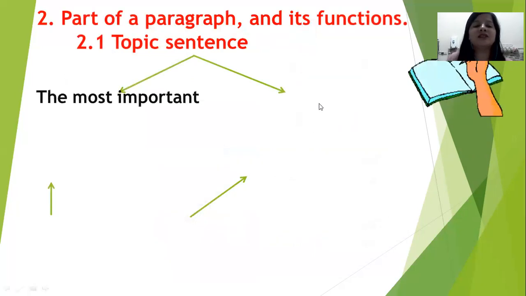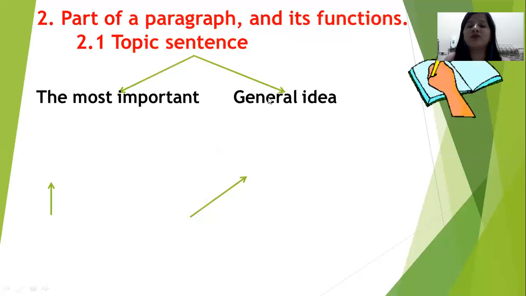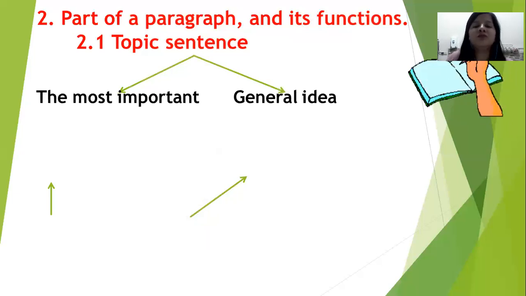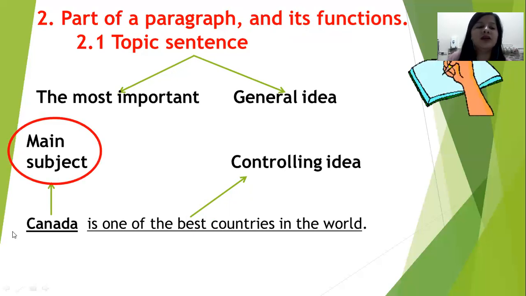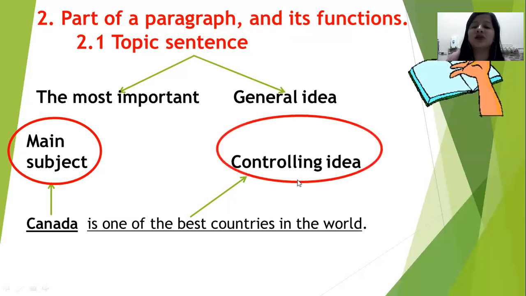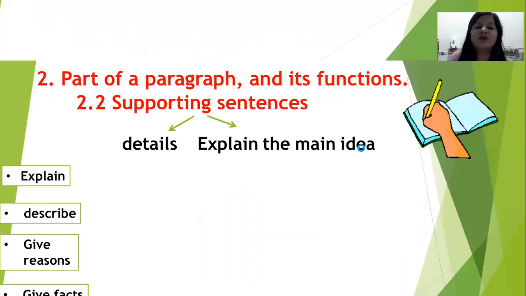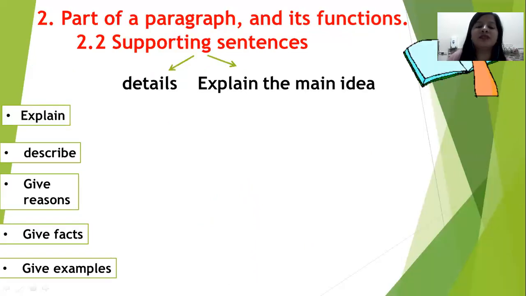The topic sentences is the most important part of your paragraph. It tells the reader the general idea and also helps to provide general summary for your paragraph. It is important to mention the elements of a topic sentences are the main subject and the controlling idea, as you can see here. Canada, in these sentences, Canada is the main subject and the rest of the sentences is the controlling idea.